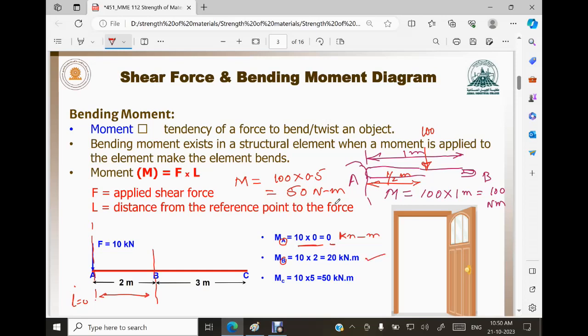Okay. Now if I go to this point, point number C, what is this distance? This distance is nothing but 2 plus 3. That makes 5. MC is 10 into 5, that is 50 kilo Newton meter. This is the bending moment. The definition is also there. Moment is the tendency of the force to bend or twist an object. Okay.